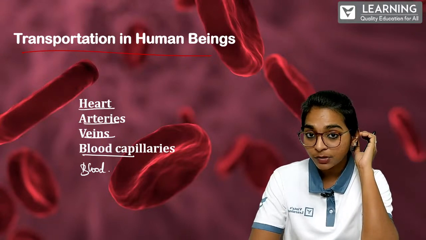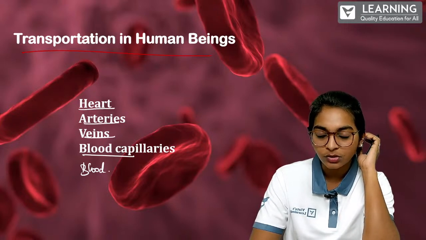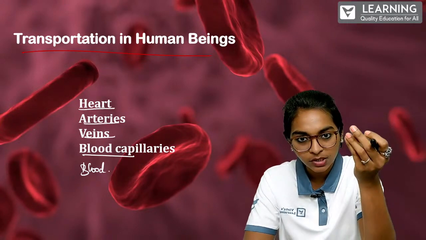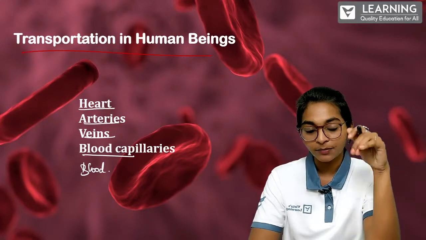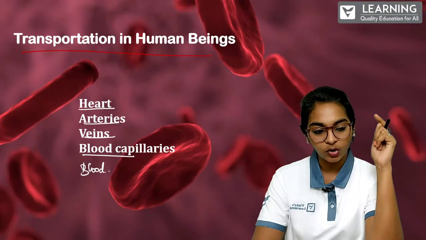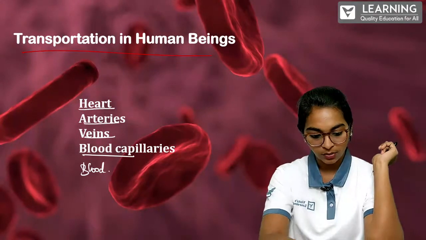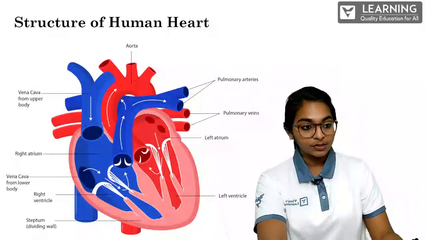Okay, so when we are talking about transportation, the energy that is being spent, or the result of nutrition, the result of respiration, combines together in the blood only, and it gets transported in the human being. When we are talking about the plants, it is a different story, where we have the xylem and phloem. First let's complete this and then we'll go there. So now, starting with the human heart.